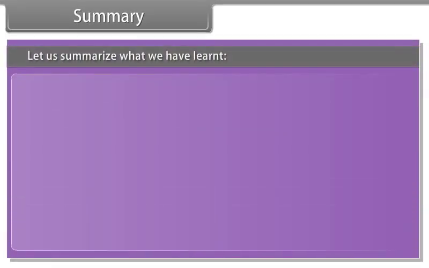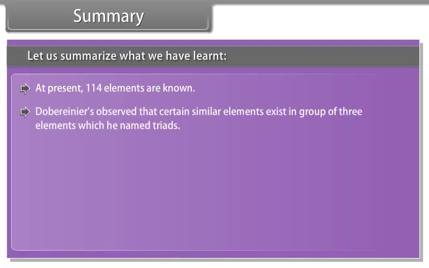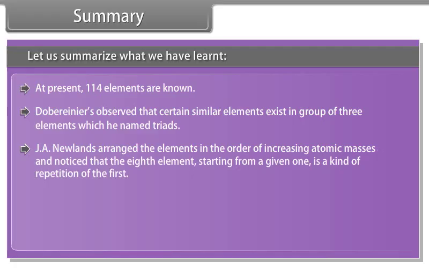Summary. Let us summarize what we have learnt. At present, 114 elements are known. Dobereiner observed that certain similar elements exist in groups of 3 elements, which he named triads. J. A. Newlands arranged the elements in the order of increasing atomic masses and noticed that the 8th element starting from a given one is a kind of repetition of the first.